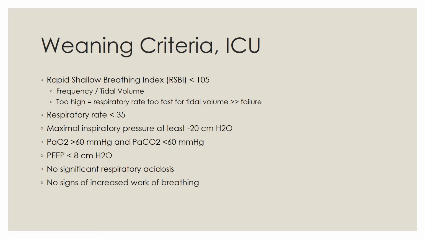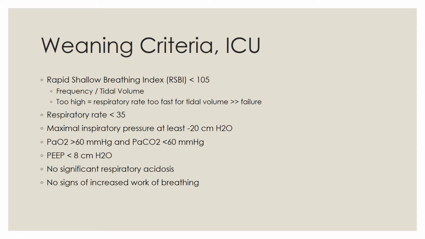All right, we had a question on weaning criteria in the ICU. A popular choice for this was that rapid shallow breathing index is a very important characteristic, which you are correct, but the level of rapid shallow breathing that is acceptable is 105. This is calculated by frequency divided by tidal volume. So basically, if the value is too high, that means that the patient is panting, a fast respiratory rate at low tidal volume, which is no good for extubation.